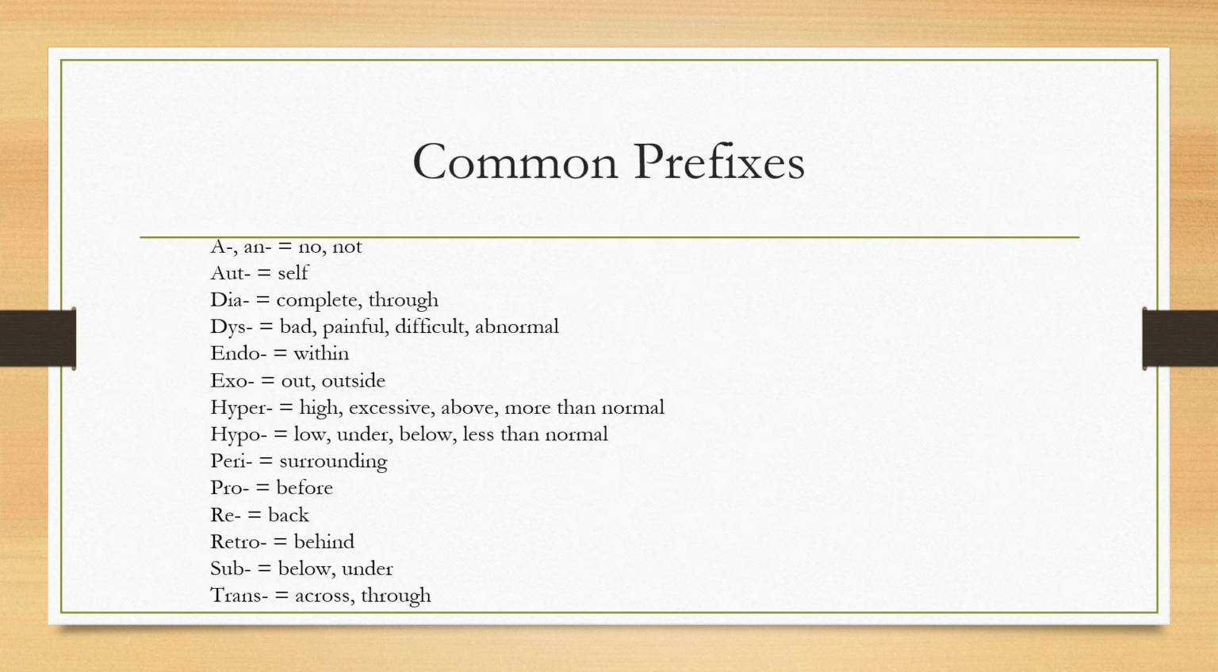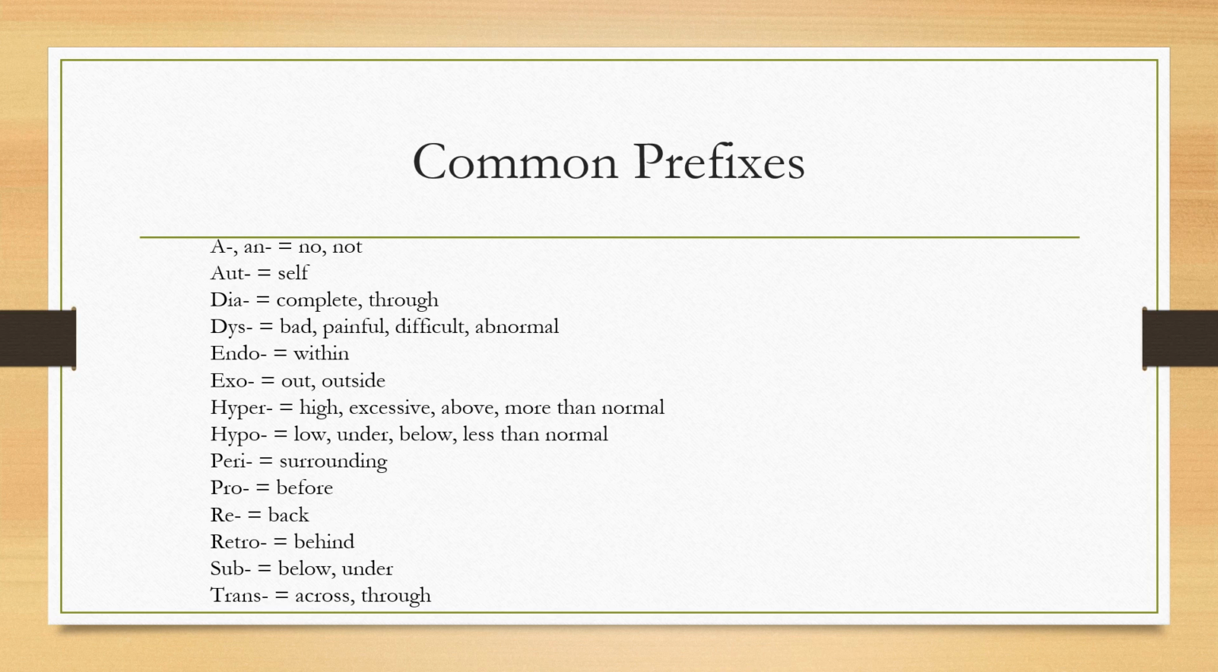All right, so your common prefixes. There's not a whole lot of these. An or a means no or not. Anytime you see auto, it's talking about self. So autonomy talks about yourself.